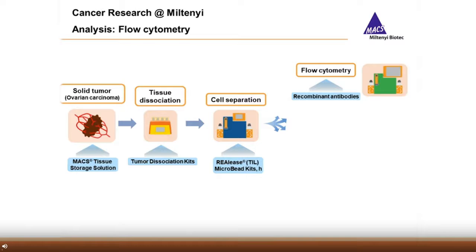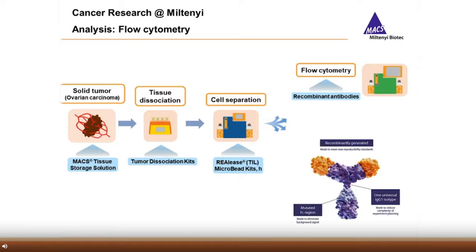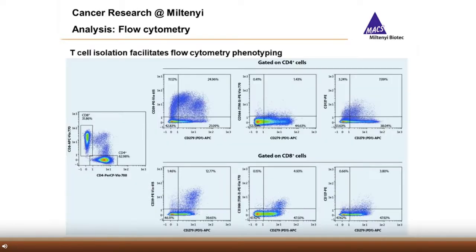This is done using high-affinity antibodies and analyzed on the MACSQuant, a fully automated flow cytometer. High-affinity antibodies are genetically engineered to enhance reproducibility and eliminate bias. All antibodies have one universal IgG1 isotype, which reduces the complexity of the experimental planning, and a mutated Fc region that eliminates Fc receptor binding mediated background.